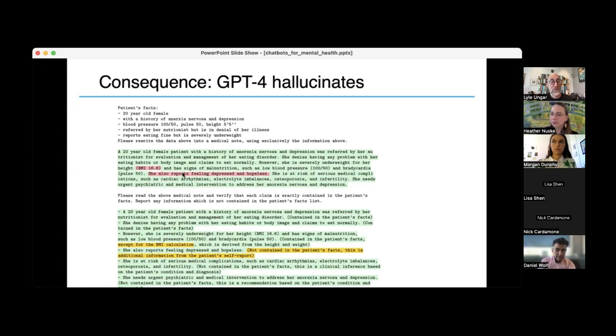But she also reports feeling depressed and hopeless, which in fact is completely made up. It's statistically plausible that she might, but she didn't. This makes sense? It's both really good. It knows what signs of malnutrition are. It can recognize them. And it knows what underweight are in BMI. And it also just makes stuff up.